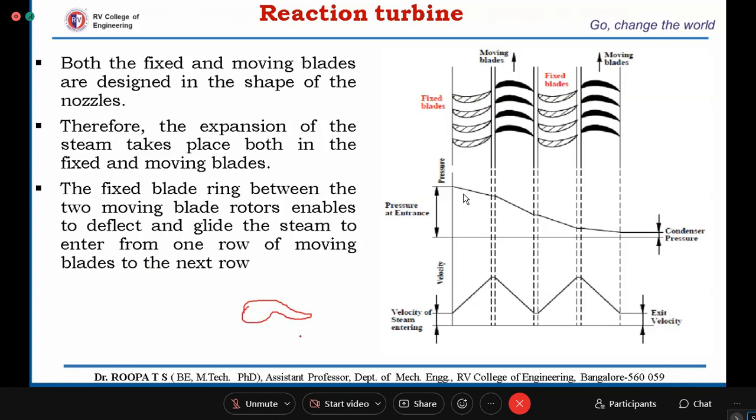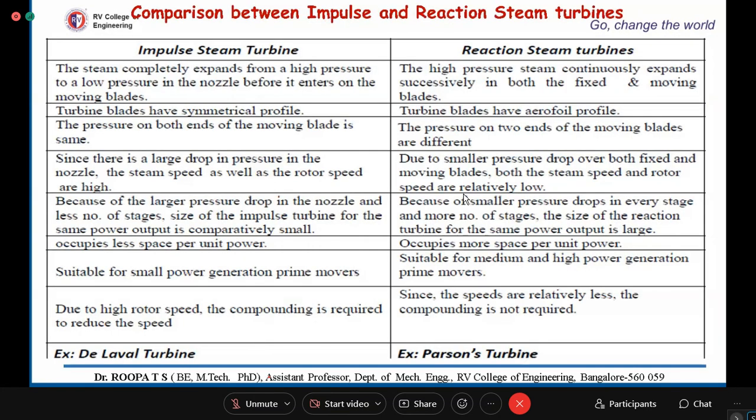Sorry, let me just try one more time. This is the top curve and this will be the bottom curve. So this should be the aerofoil structure. The other one, in the case of impulse, this will be the top curve and this will be the bottom curve. There is no variation in cross section.